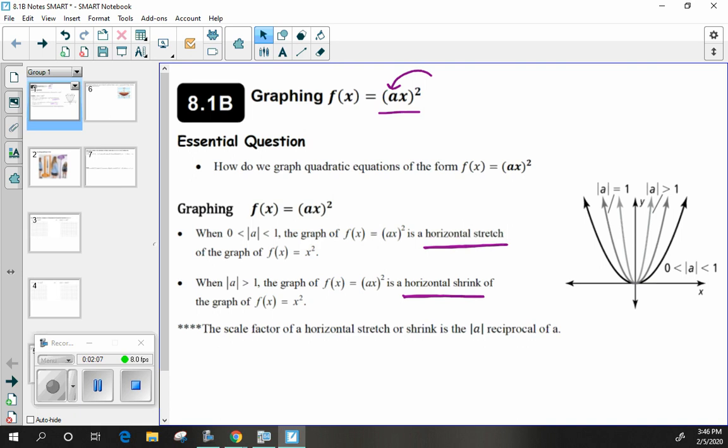So what we still have to remember is our parent function, which is our most basic function. This is our parent function. This is what we're going to look at and compare to all the graphs we do tonight.